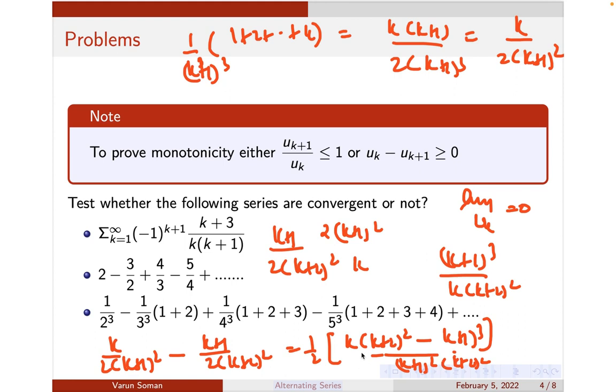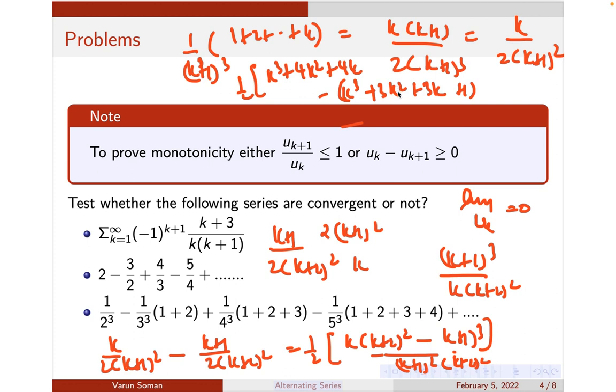Okay, so if you just expand and simplify the numerator, it will simply be 1 by 2 into k cube plus 4k square plus 4k. So basically (k plus 2) the whole square is k square plus 4k plus 4. If you multiply with k, you will be getting k cube plus 4k square plus 4k. Minus (k plus 1) the whole cube is again k cube plus 3k square plus 3k plus 1, divided by the denominator. So please write to yourself, only then you will understand. Your k cube and k cube will get cancelled out.